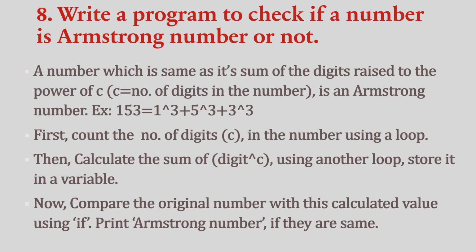So how to implement it in a program? First of all, we have to count how many digits are there in this number. That you can do by using a loop. Now we have to calculate the sum of the digits to the power c, where c means the count of the digits, by using another loop and store it in a different variable. Now compare this original number with this calculated value, and if they are same, then you have to print Armstrong number, otherwise it's not an Armstrong number.